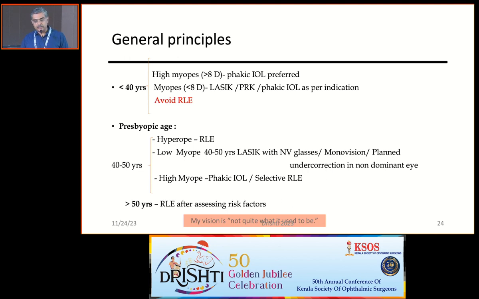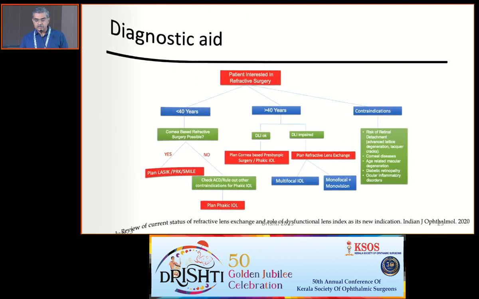So the general principle I follow: less than 40 years, high myopes, phakic IOLs; moderate myopes, laser refractive surgery or phakic IOL depending upon the indication, and avoid refractive lens exchange. Presbyopic age, above 40 years, 40 to 50 years, hyperopes, I prefer refractive lens exchange. Low myopes, either LASIK with near vision glasses, monovision, or planned undercorrection after discussion with the patient. High myopes, go for phakic IOLs or, in selective cases, refractive lens exchange. More than 50 years, refractive lens exchange is my choice.